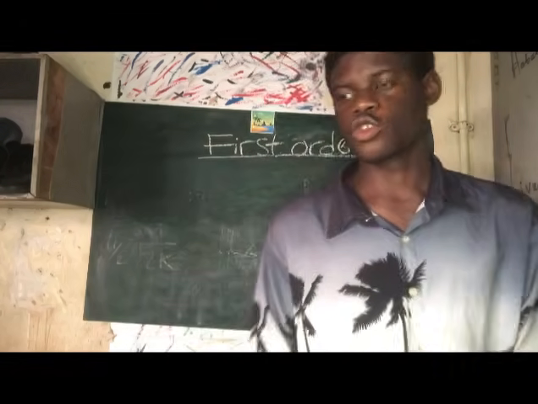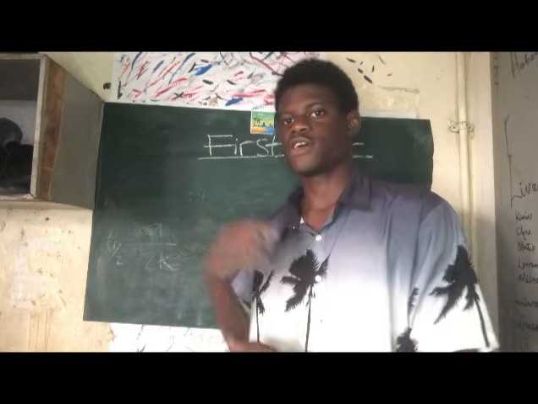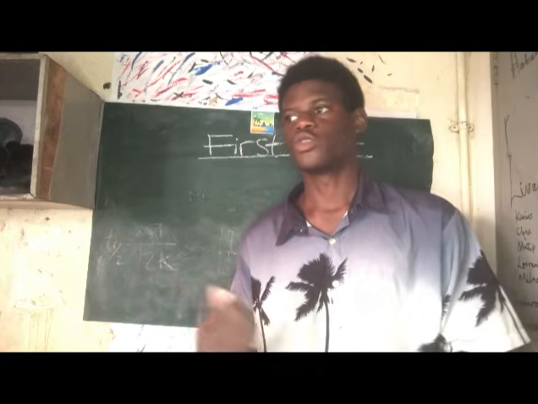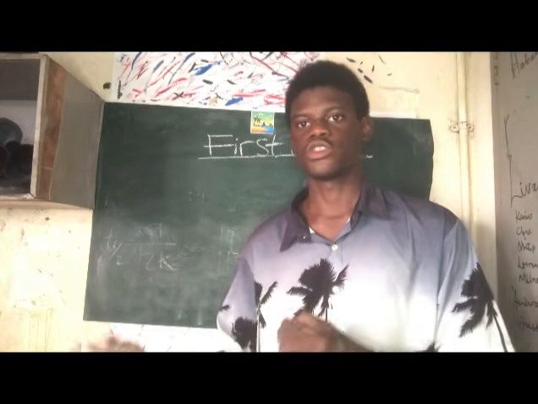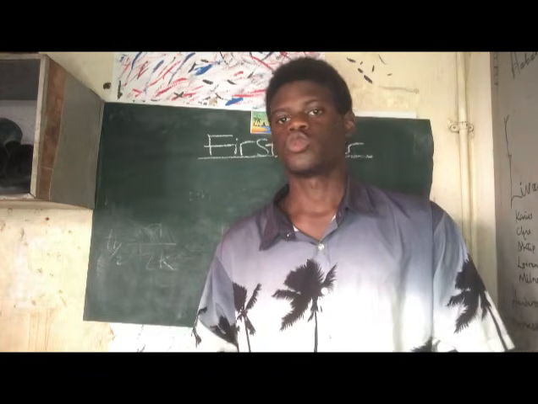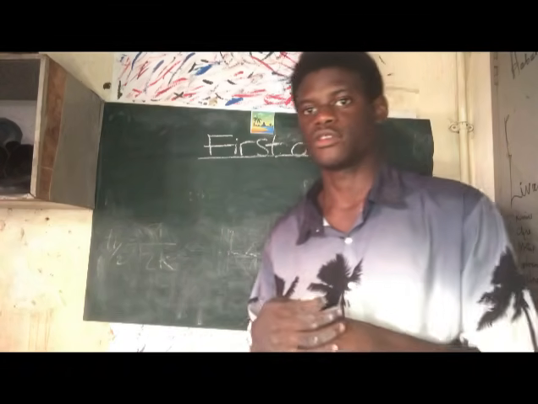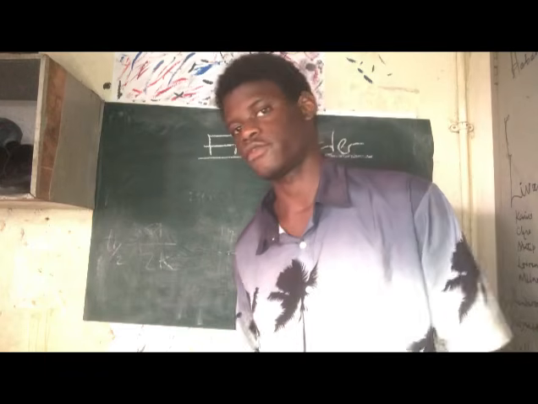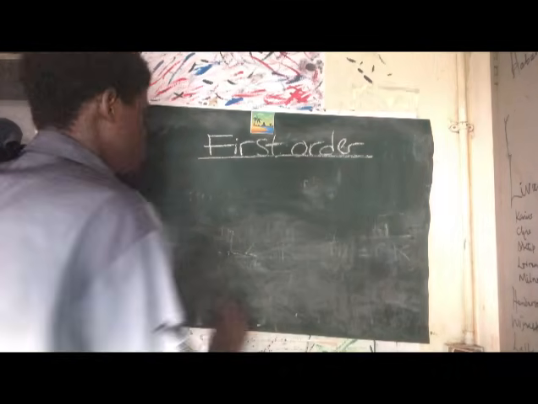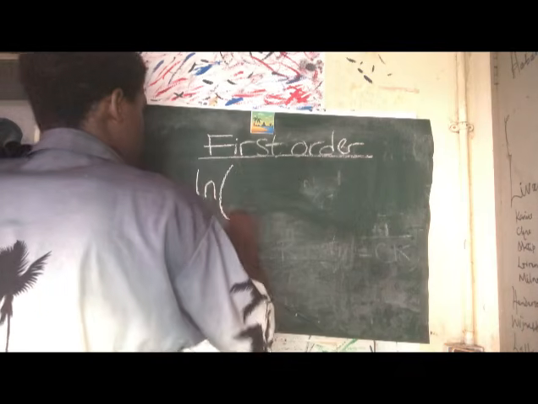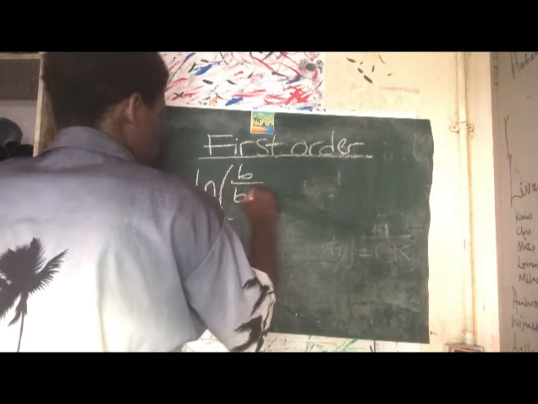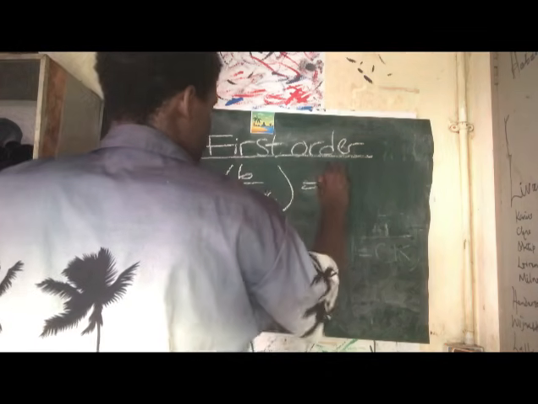Now, questions also used to come out from all these graphs. Graph of first order, graph of second order. They'll tell you what you are going to plot against what to give a straight line. So I'm going to explain that one. In first order reaction, let's find out how they got the graph. So the integrated rate law is like this. For first order, ln b over b minus x is equal to kt.